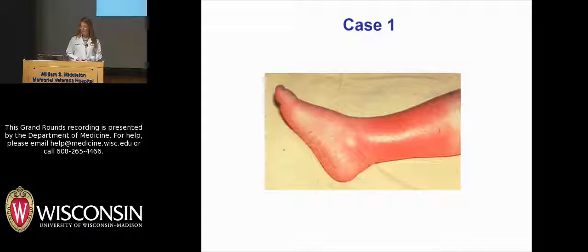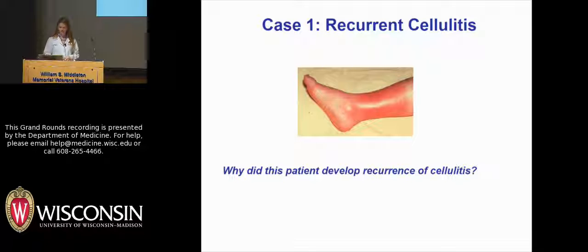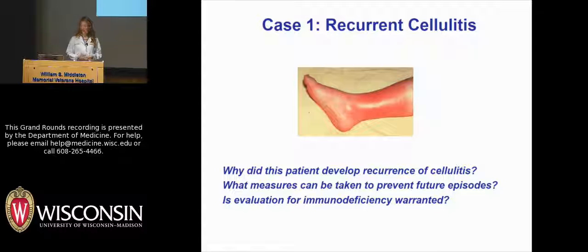Looking at her leg, you can see it's quite erythematous. There's edema, and it's painful. So this patient has recurrent cellulitis. This is a deep dermal subcutaneous infection. It's most commonly caused by streptococcal organisms, group A, but group B, C, G, and other organisms can cause this as well. So the questions I have for this case are, why did the patient develop recurrence of cellulitis? What measures can be taken to prevent future episodes? And also, is evaluation for immunodeficiency warranted in this case?